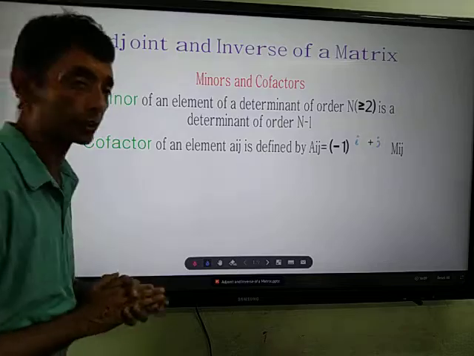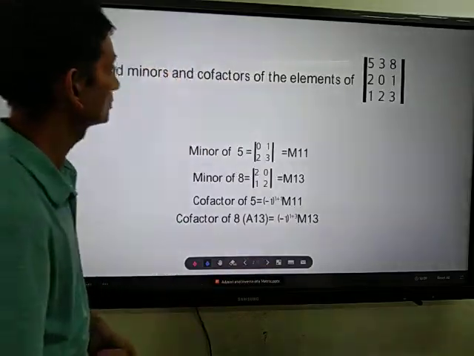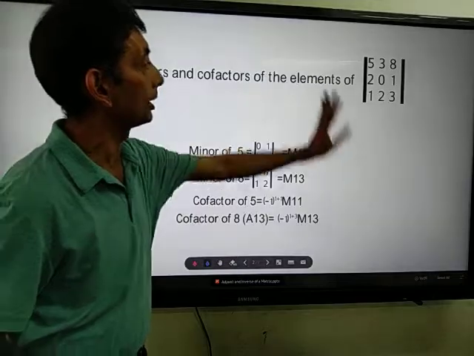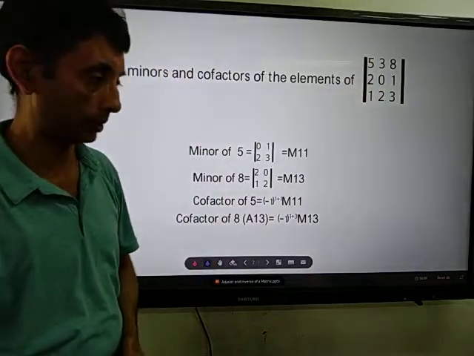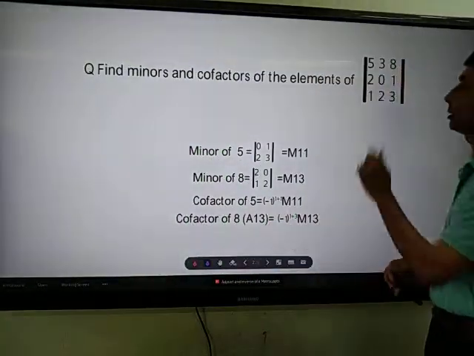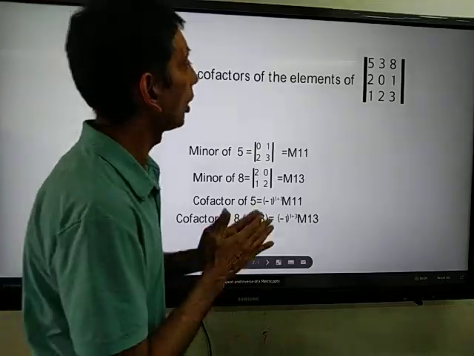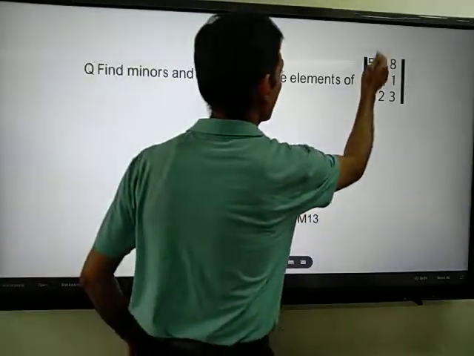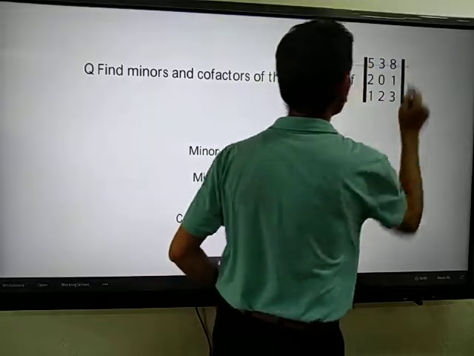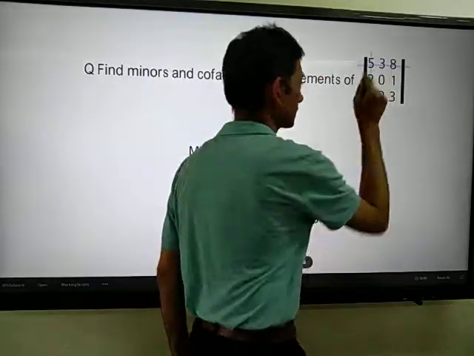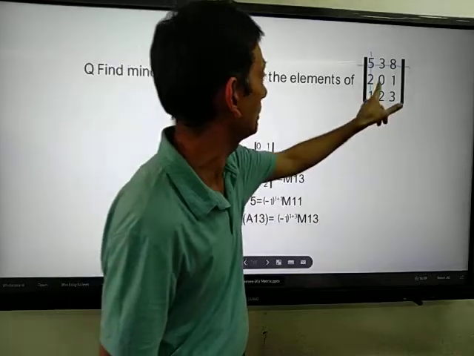Okay, so let us try to understand these two concepts, minor and cofactor, with the help of a simple example. Find the minors and cofactors of the elements of, say, the determinant. First, we are going to find the minor of 5. In the definition, the minor of any element in a determinant is another determinant, but the order will be reduced by 1. So if we take the minor of 5, you need to ignore this particular row and this particular column. So what will be the order left? The order left is 2. That means we are going to get a determinant of order 2.